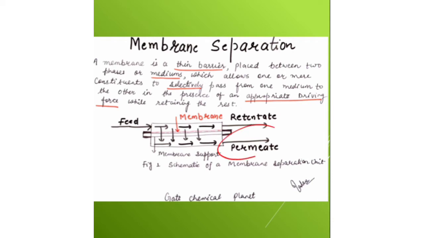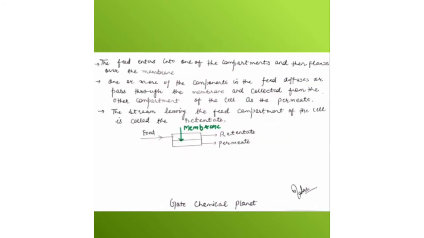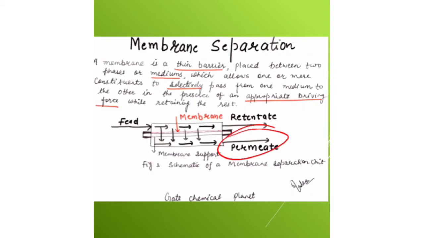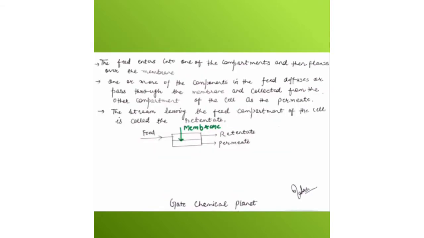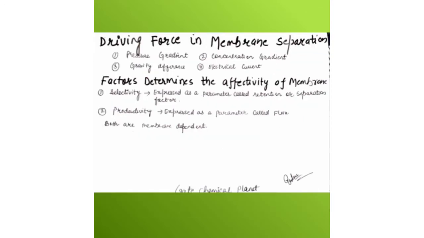This is the permeate. Okay, and the stream leaving the feed compartment of the cell is called the retentate. So this is the retentate, which is retained on the membrane. In this way the membrane separation process occurs. I think it is clear to all the students.